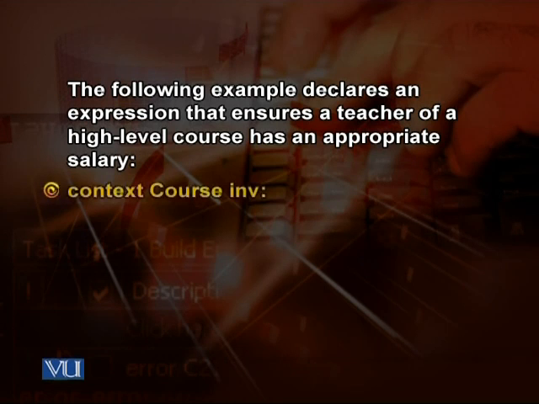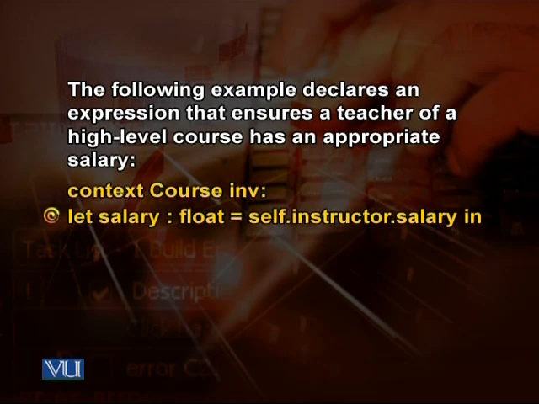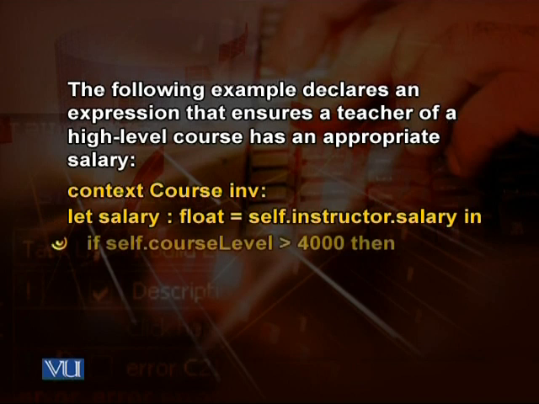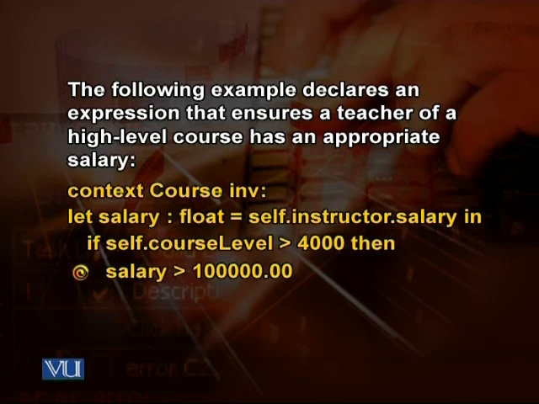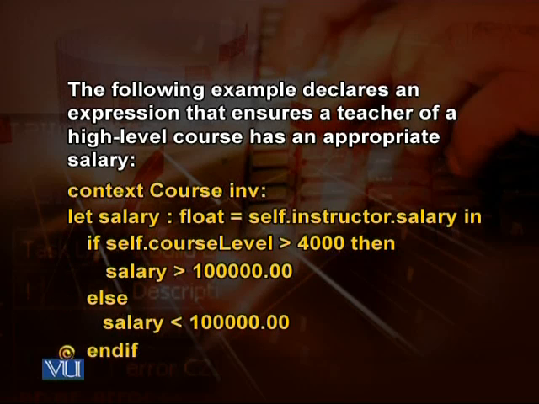So we say context Course invariant, let salary : Float = self.instructor.salary in. So here we have defined a variable salary. So now we use this salary. If self.courseLevel is greater than, let's say 4,000, whatever that number is, then salary is greater than 100,000, else salary is less than 100,000.